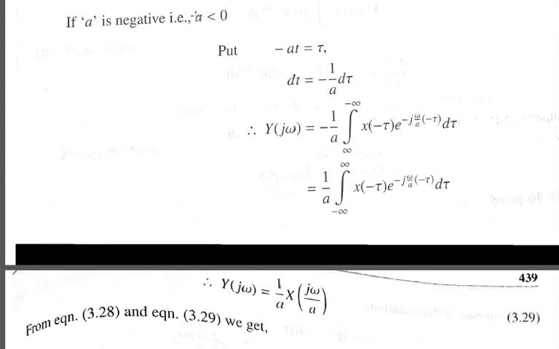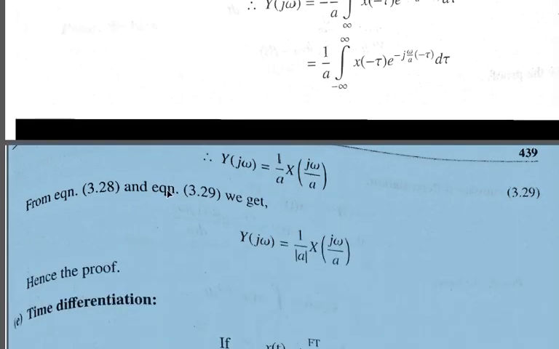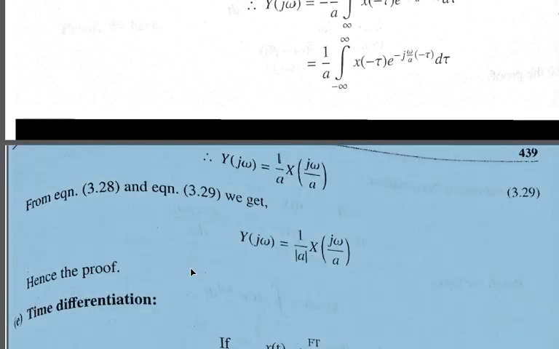The same thing when a is less than 0, we will have minus a as a term, and when we do the substitution, we get y of j omega is 1 by a x of j omega by a. So by combining those two cases, when a is greater than 0 and a is less than 0, we can write 1 by the magnitude of a times x of j omega by a.